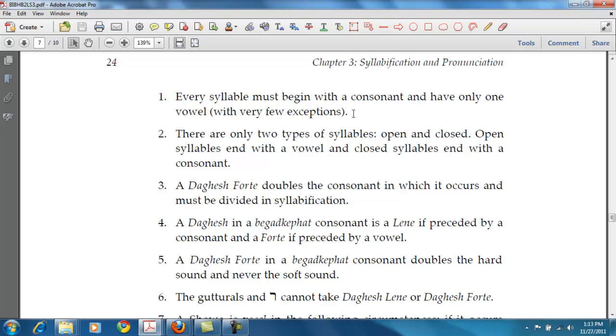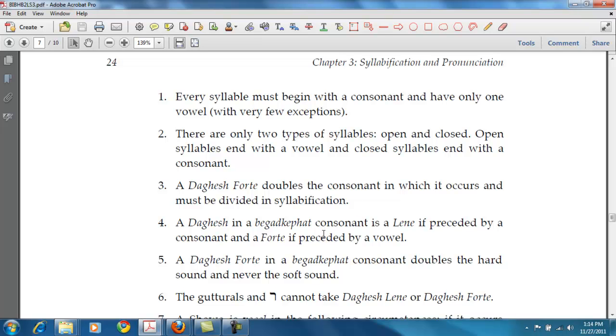First, every syllable must begin with a consonant and have only one vowel. There are only 2 types of syllables in Hebrew: open and closed syllables. An open syllable ends with a vowel, and a closed syllable ends with a consonant. So an open syllable is consonant-vowel, and a closed syllable is consonant-vowel-consonant. Number 3, the dagesh forte doubles the consonant in which it occurs and must be divided in syllabification, or breaking into syllables.